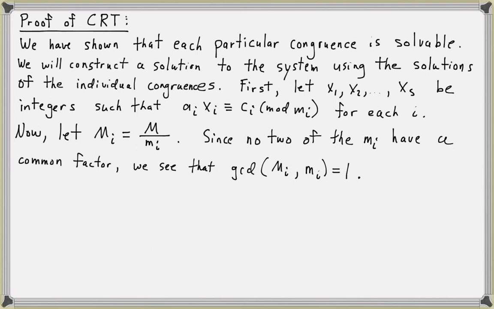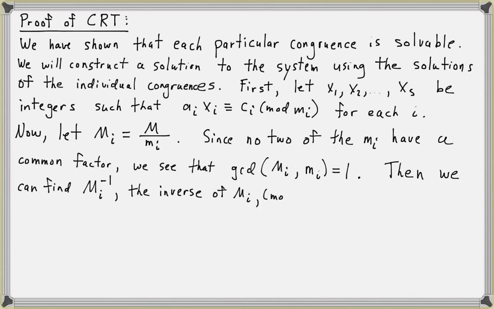So if capital Mi is relatively prime to little mi, then we can find the inverse of capital Mi mod little mi. Then we can find capital Mi inverse, okay, so the multiplicative inverse of capital Mi mod little mi. So we have that capital Mi times capital Mi inverse will be congruent to 1 mod little mi, and this is true for each i.